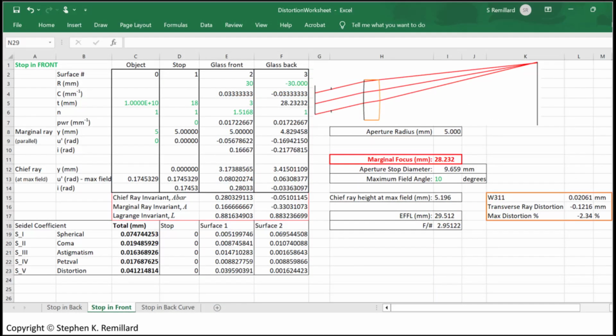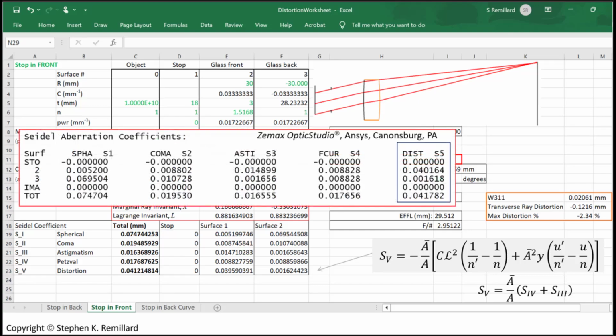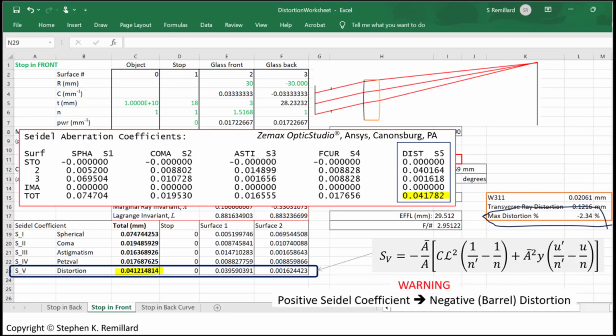This is a YNU spreadsheet that I described in my video on stop shifting. The table at the bottom shows the Seidel coefficients for each aberration. Distortion can be computed using the S5 Seidel coefficient and can also be written in terms of the Petzval and astigmatism or Petzval and spherical. The Seidel coefficients calculated by OpticStudio can be compared to the spreadsheet, drawing attention especially to the distortion coefficient. You can see how close the equation comes to a real ray trace. The maximum distortion can be computed as a percent using this paraxial ray trace, and we get minus 2.34%.